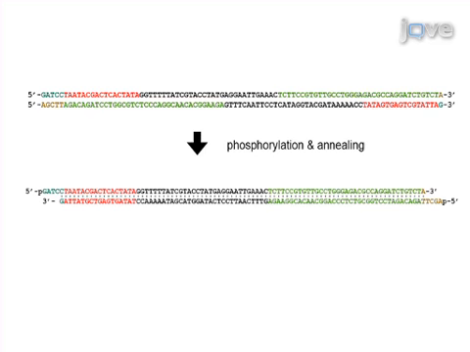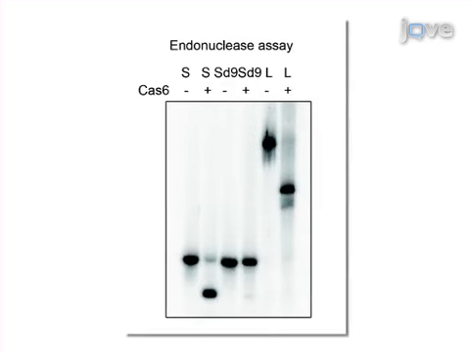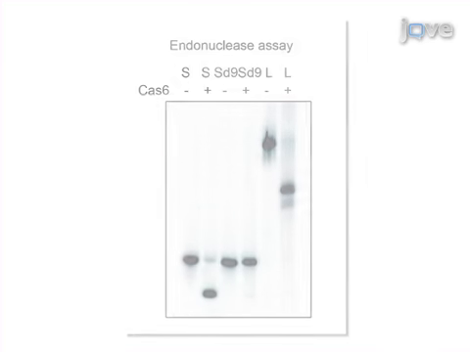If preferred, 2 oligonucleotides can be annealed to generate shorter templates for substrate RNA production. Alternatively, short, custom-synthesized repeat sequences can then be tested in Cas endonuclease assays. Ultimately, the production of RNA transcripts and their subsequent cleavage by Cas6 endonuclease can be visualized by autoradiography.